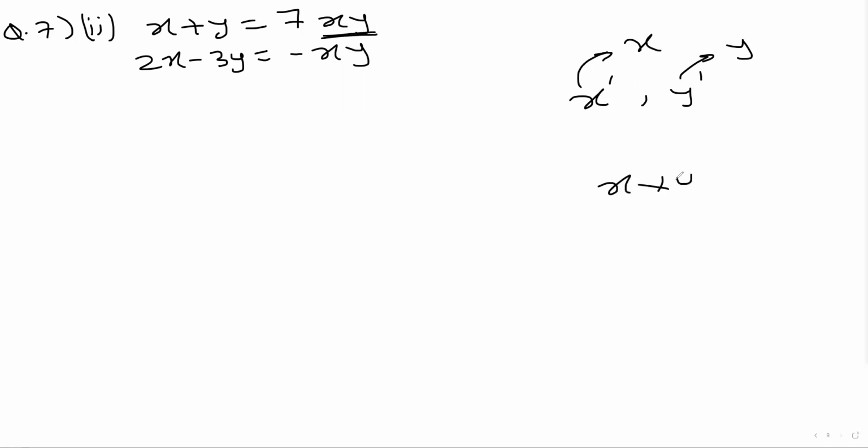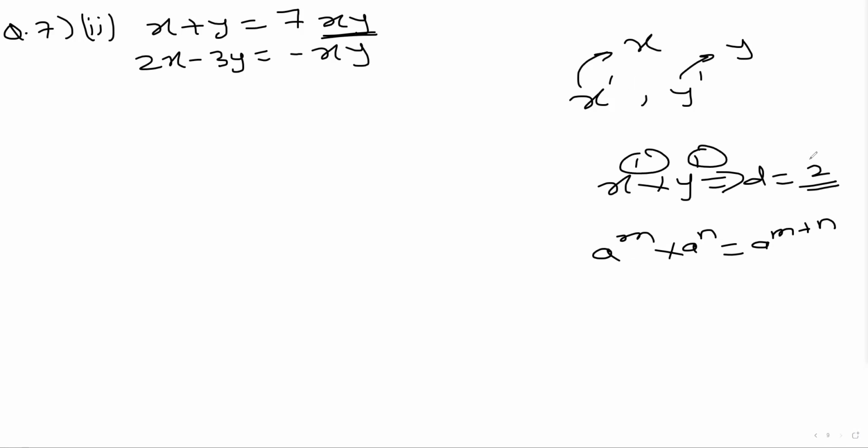x into y is linear? Do you think the degree is 1? No. When you multiply, you have to use laws of indices. a raised to m into a raised to n is equal to a raised to m plus n. So in fact, you get degree here as 2. 1 plus 1, 2.